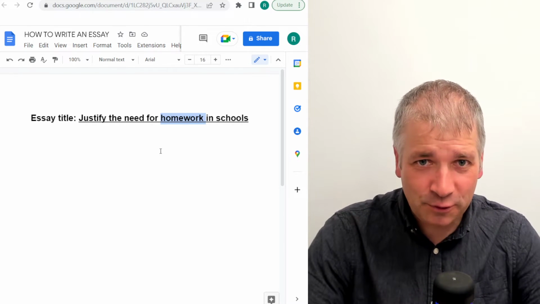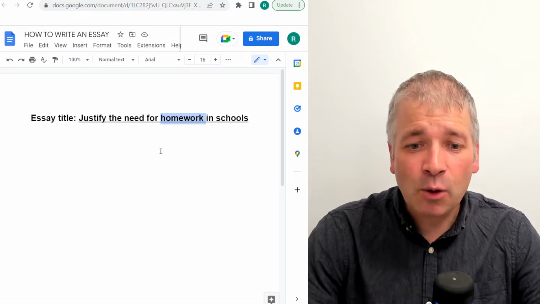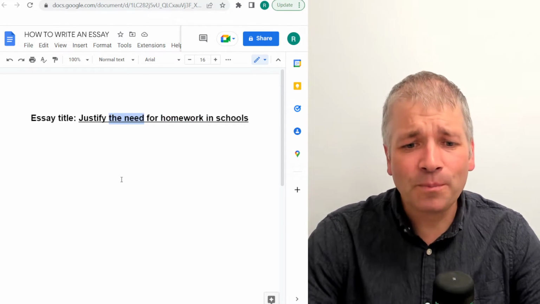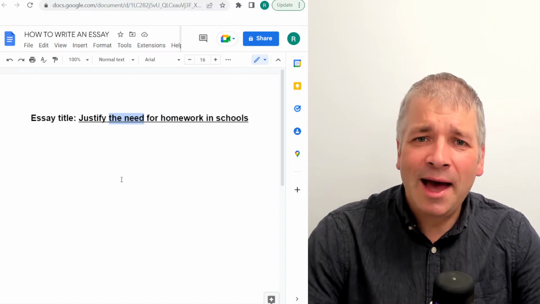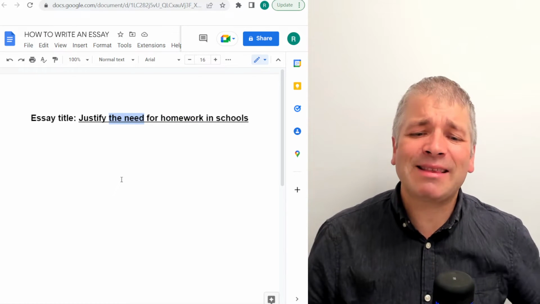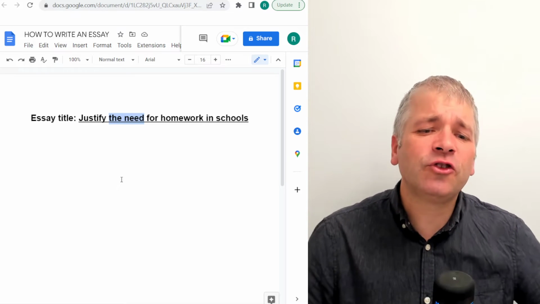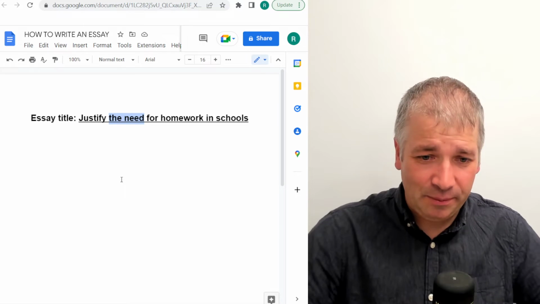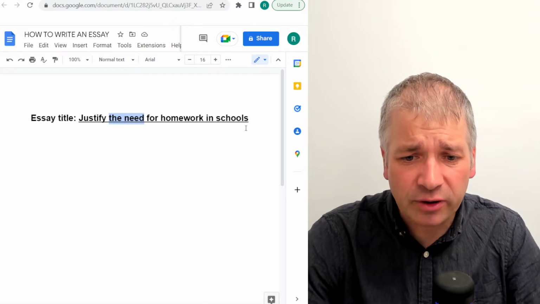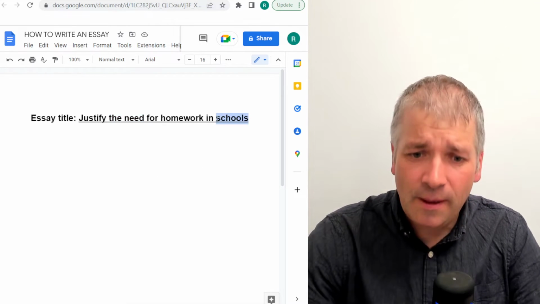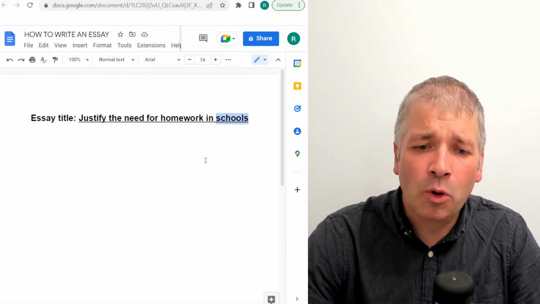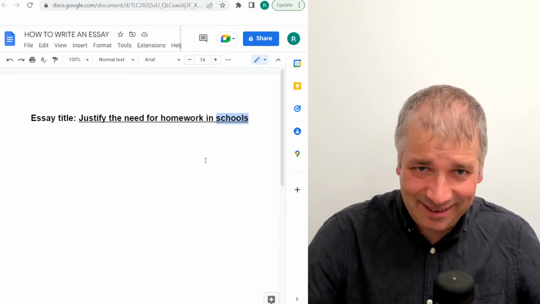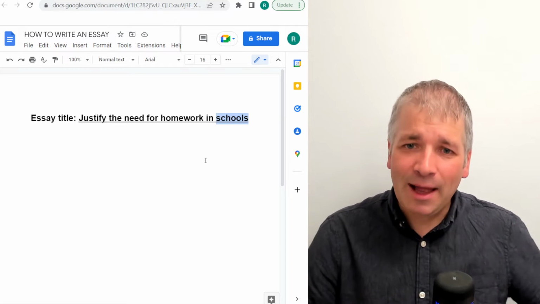This is a part that students often miss. So what are the restrictions here? Well, firstly, the need for. So we're looking at, is homework necessary? Do you have to do it? Is it important? Words such as those. And then the other restriction is schools. So we're only talking about homework that happens in a school setting, not anywhere else.